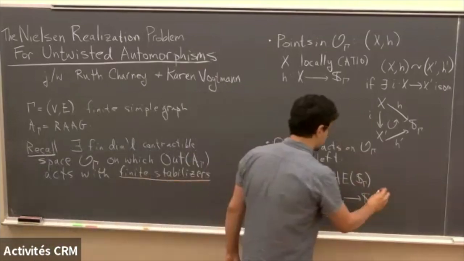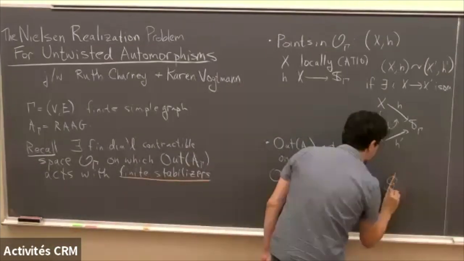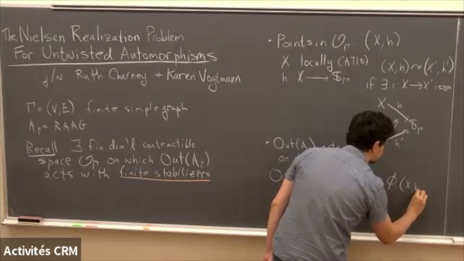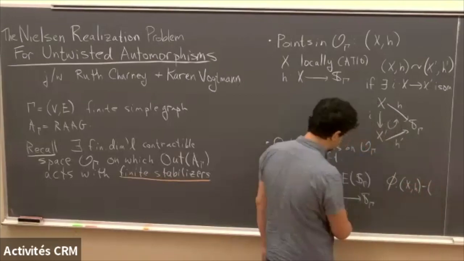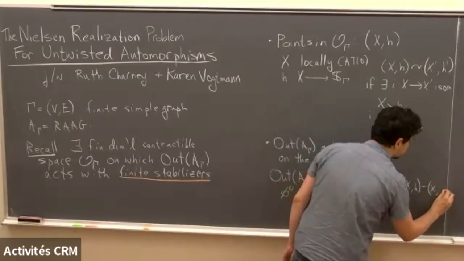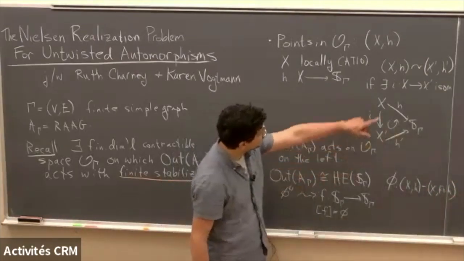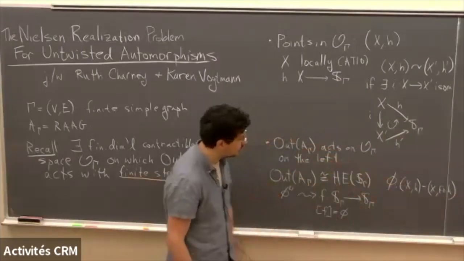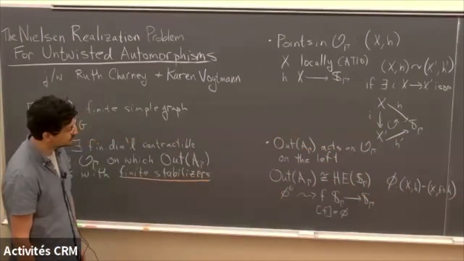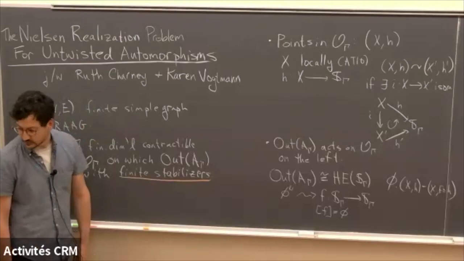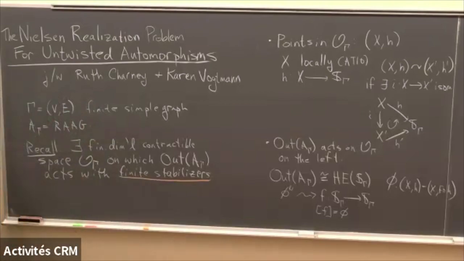And then phi acting on a pair (X, h) is just post-composition with this f. So (X, f composed with h). And since my equivalence relation is always up to homotopy, this is a well-defined action. Okay, so that's how the group acts.